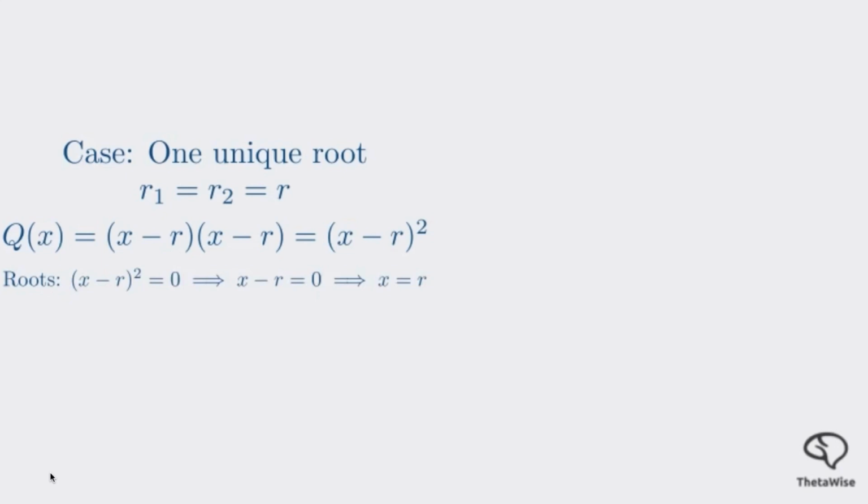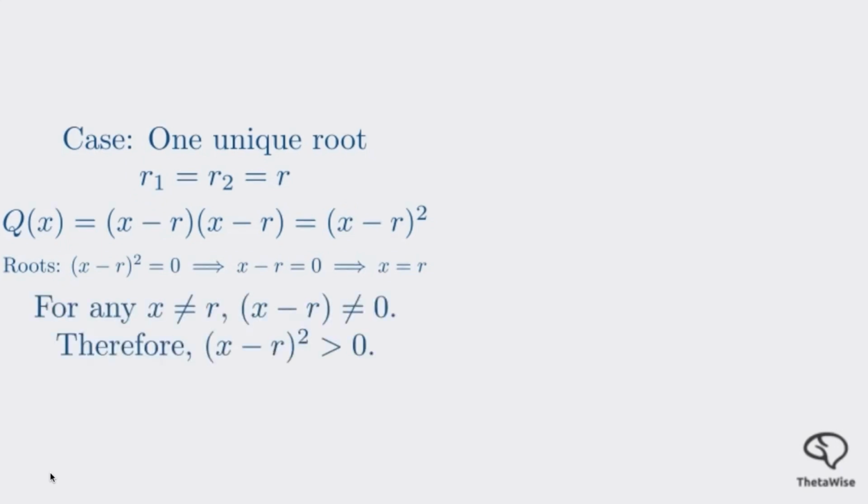Now, what about the sign of q of x everywhere else? What is the sign of any number that is squared? A squared number is always positive, unless the original number was 0. For any value of x that is not equal to r, the term x minus r will be non-zero. And squaring a non-zero number always gives a positive result. So, q of x is positive for all x except x equals r.